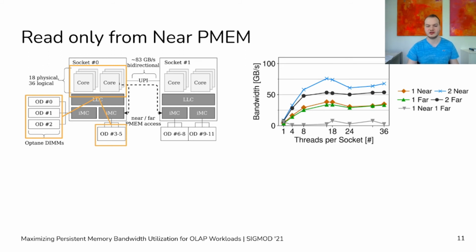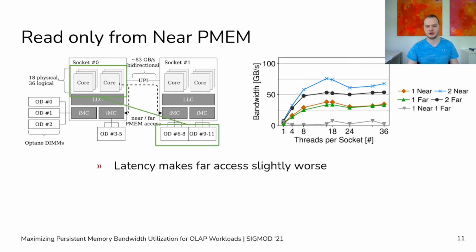The bandwidth increases relatively steeply up to the physical number of cores, after which it remains fairly flat or decreases just slightly. The next configuration we're going to have a look at is the far axis, represented as a green line. The bandwidth is consistently minimally lower than with near axis, which can be explained by the increased latency with far axis.